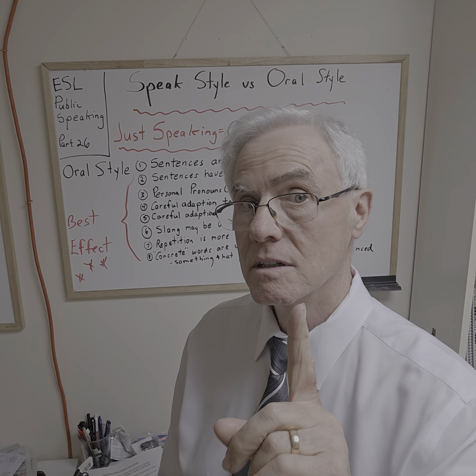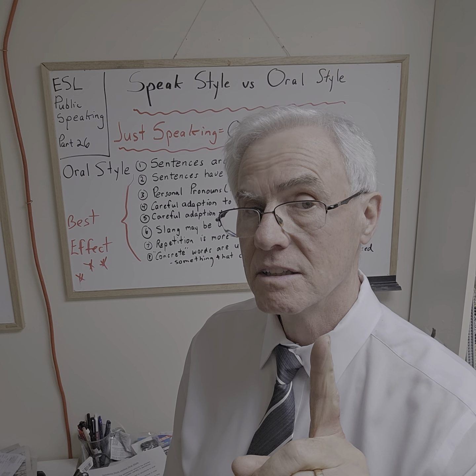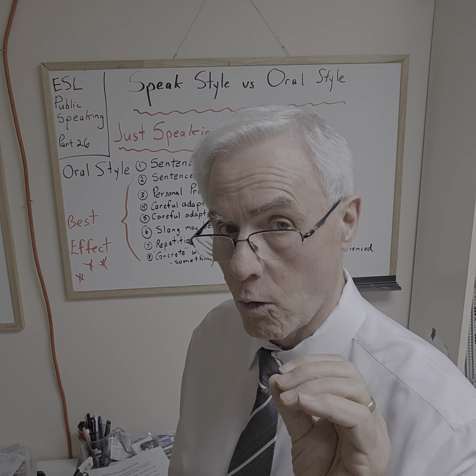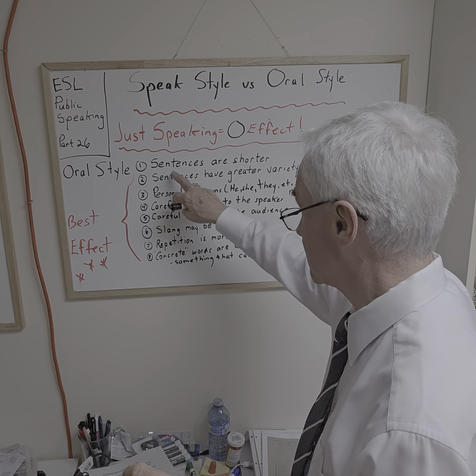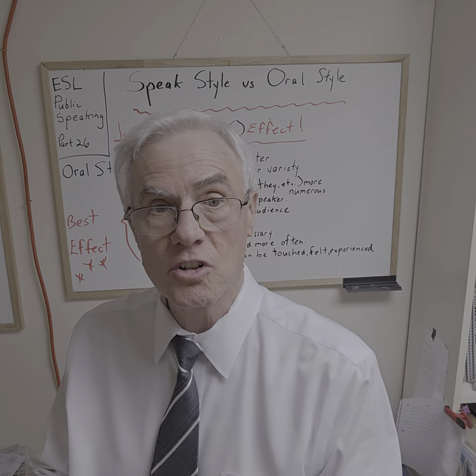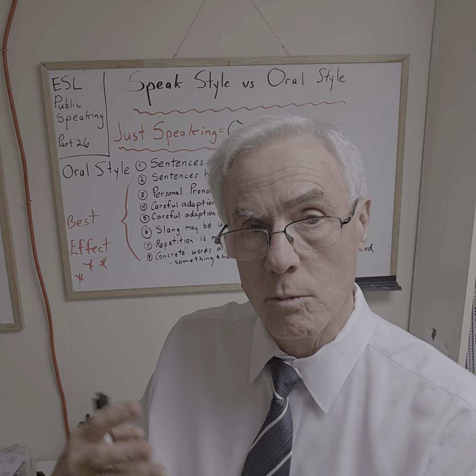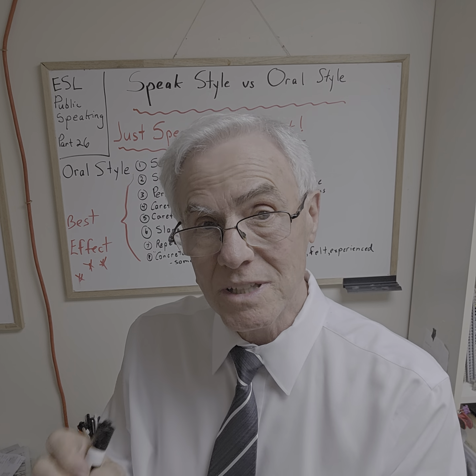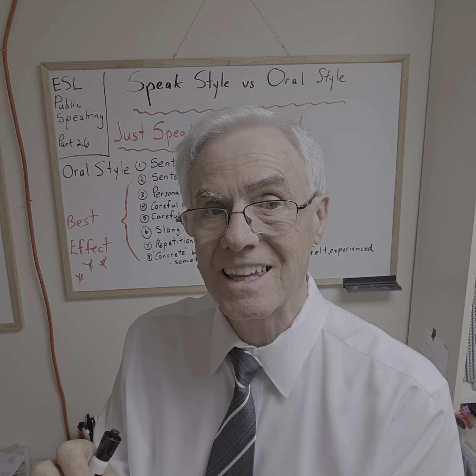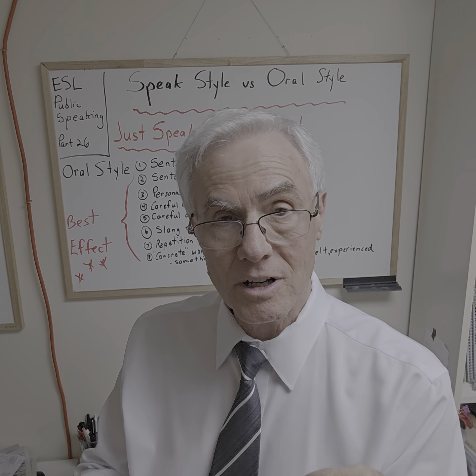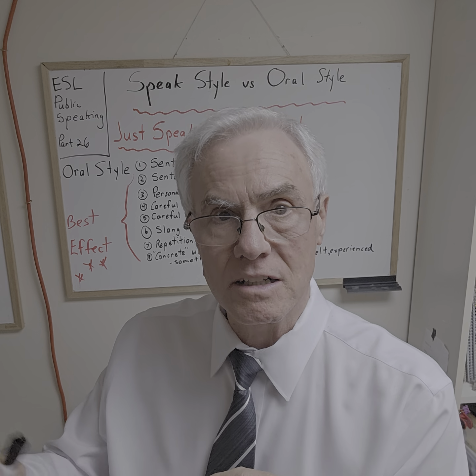However, oral style is totally different. For example, sentences are shorter because you're using your body for expression, gestures, emotions, and so on. So the actual speech sentence is shorter in length. You want to get right to the point right away, not going on and on and on.